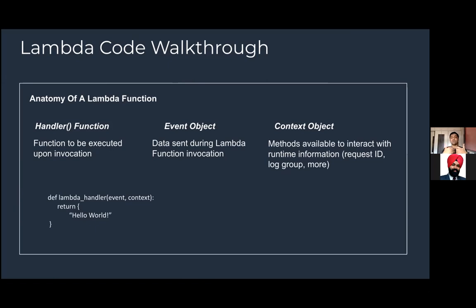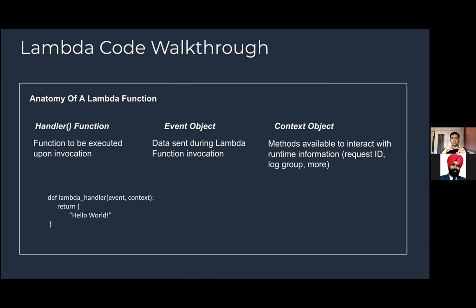Context gives you more management or operational information about the Lambda, like the request ID, log group, and how much time the Lambda can still run out of that duration. Those kinds of management information you can get from the context object. So ideally, do remember: handler function, event object, context object.